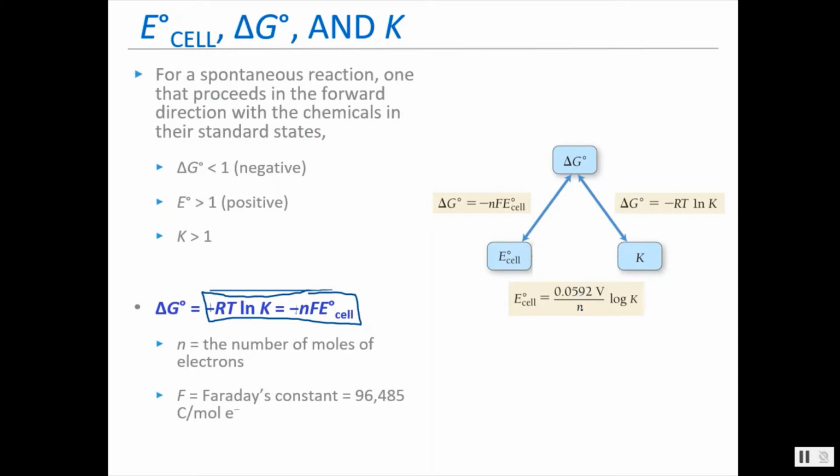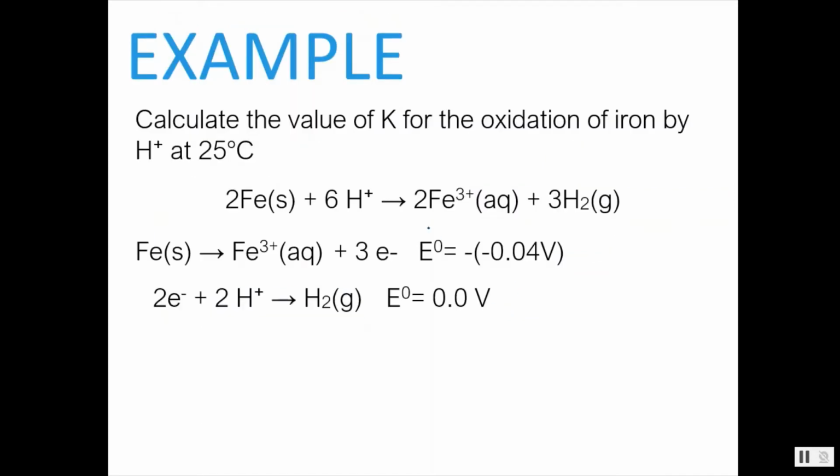0.0257 over n times the natural log of K, and then we can convert that to a log-based scale by multiplying by 2.303. At any rate, what you end up with is 0.0592 over n times the log of K. So now, if we're given a K value for a reaction, we can calculate the potential for that reaction, or vice versa.